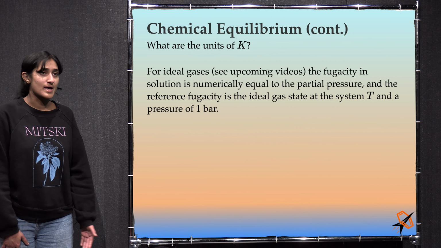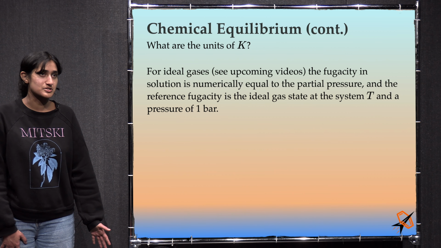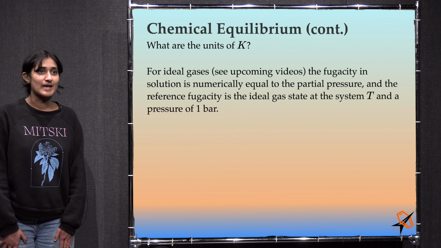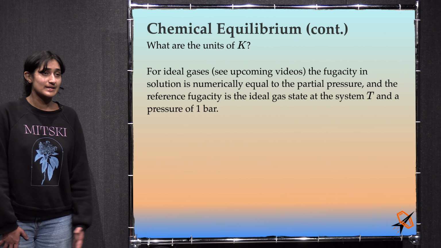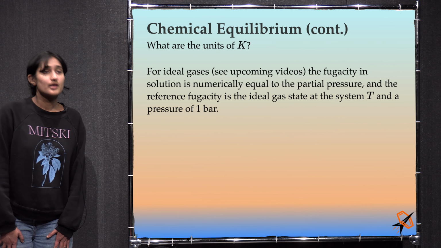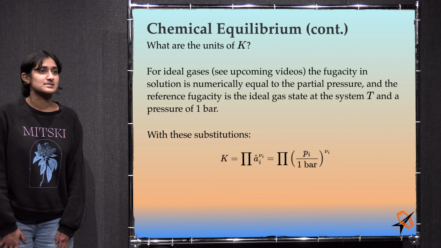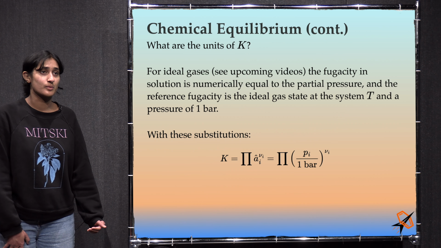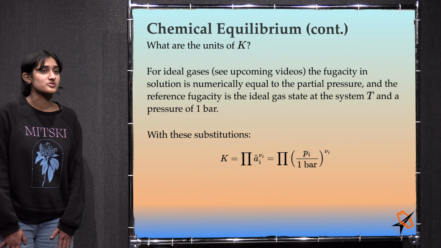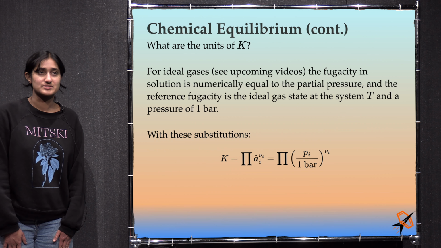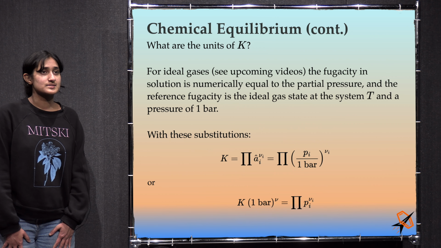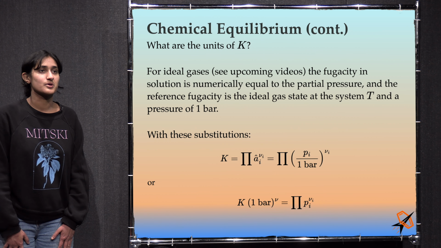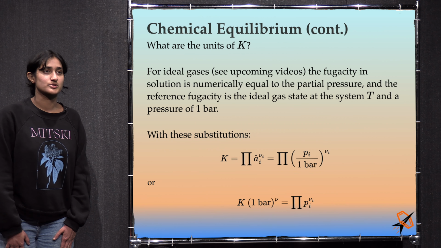For ideal gases, the fugacity in solution is numerically equal to the partial pressure, and the reference fugacity is the ideal gas state at the system temperature and a pressure of 1 bar if you're living in the 21st century. In ancient days, it was a pressure of 1 atmosphere. With these substitutions, the equilibrium constant is equal to the product of the activities raised to their stoichiometric coefficients, which is equal to the product of the partial pressures over the reference fugacity of 1 bar raised to their stoichiometric coefficients. Or, rearranging, the equilibrium constant times the reference fugacity to the overall stoichiometric coefficient for the reaction is equal to the product of the partial pressures raised to their stoichiometric coefficients.